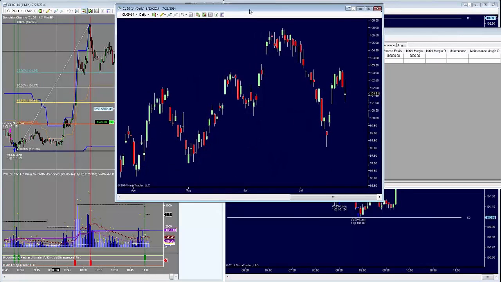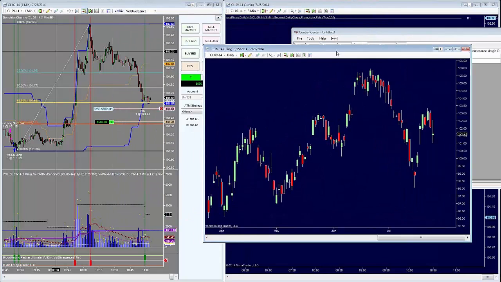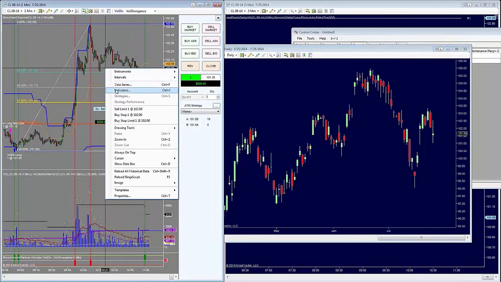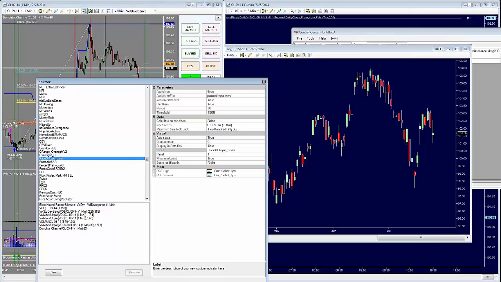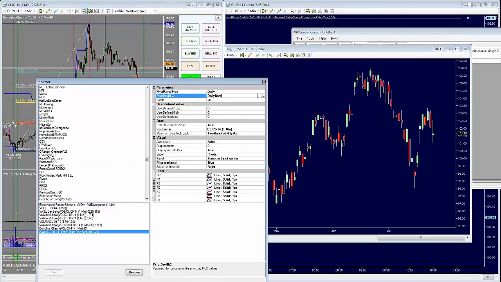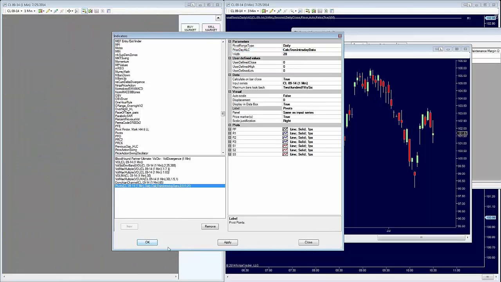So if you're going to calculate the pivots inside of BloodHound, like I just said, you have to load, let me just load this to the chart, you have to set it to calculate from intraday data to be able for it to work properly inside of BloodHound or a strategy. So if you're calculating from intraday data, then it's going to take the highest high, the lowest low, and the close from the session that you've defined.